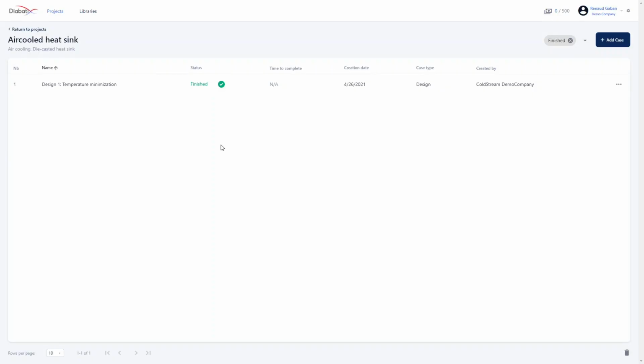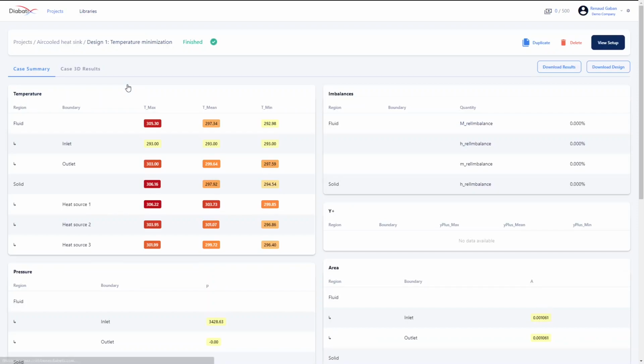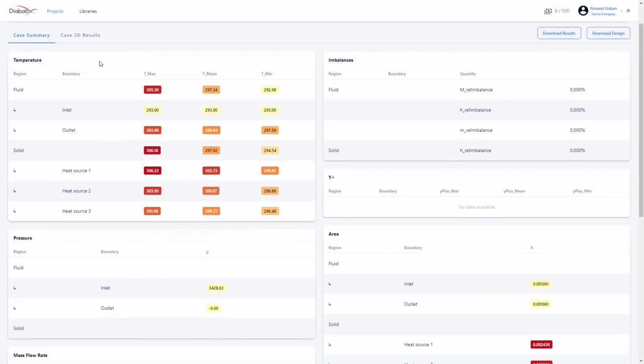Once your simulation or design run is finished, you want to have a nice overview of the results that were simulated. To find this overview, simply click on your case. You will be directed to the Case Summary tab, where you will find all the information you need. Let's go through the different tables.